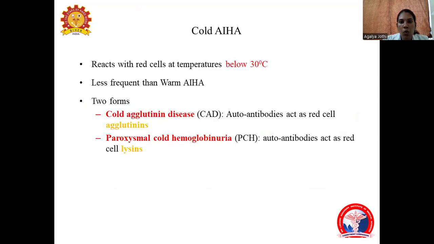Now coming to cold autoimmune hemolytic anemia. It reacts with red cells at temperature below 30 degrees Celsius. It is less frequent than warm autoimmune hemolytic anemia. Two forms are there. Cold agglutinin disease: here the autoantibodies act as red cell agglutinins. Another is paroxysmal cold hemoglobinuria: here the autoantibodies act as red cell lysins.